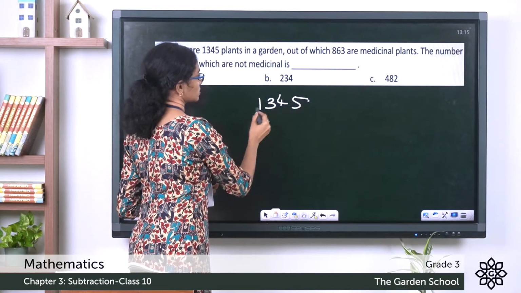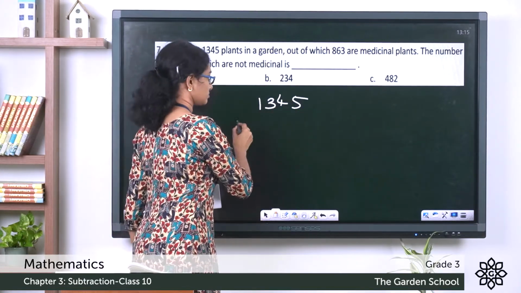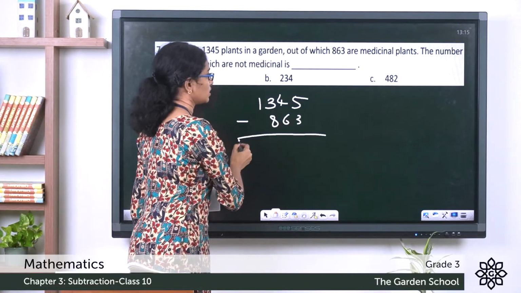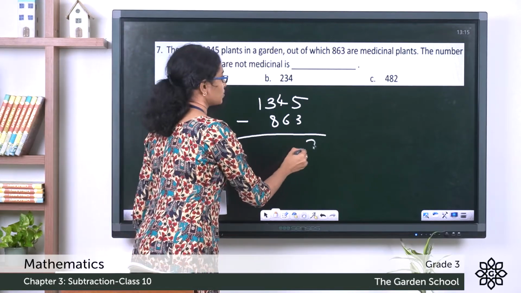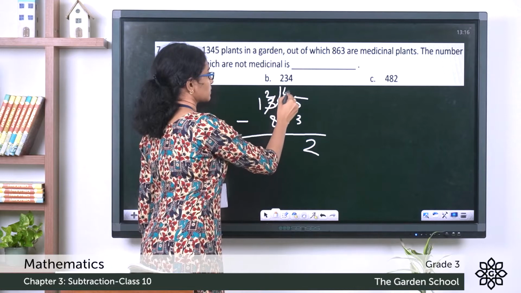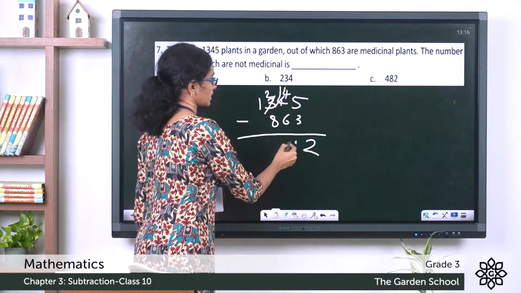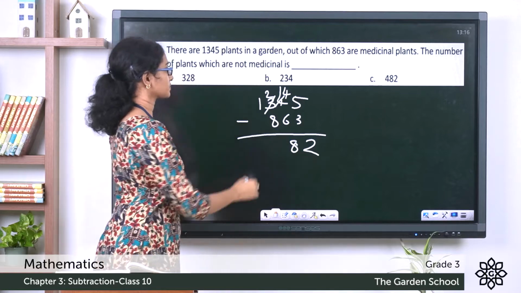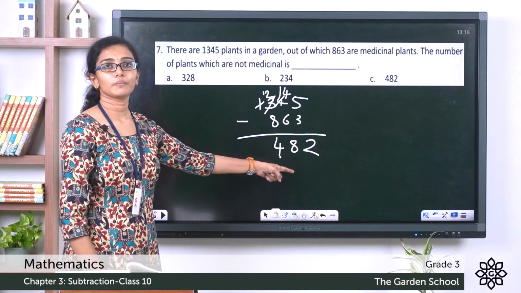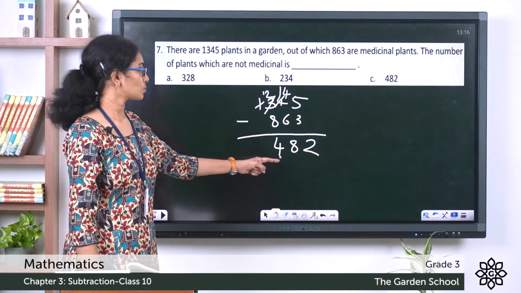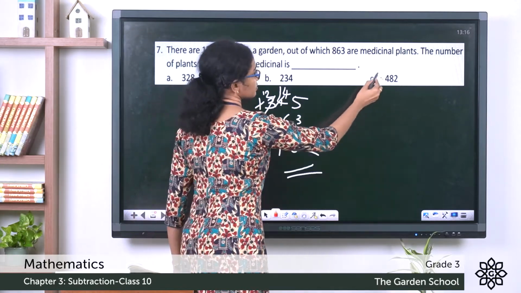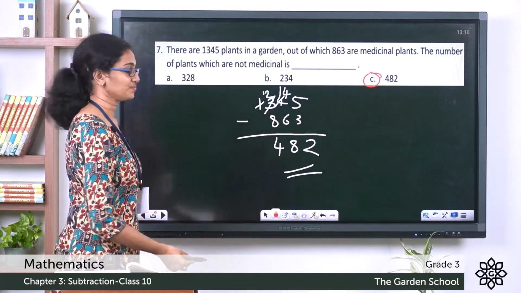1345, which is the total number of plants in the garden, minus 863, which is the number of medicinal plants. So 5 minus 3, that is 2. 4 minus 6 we cannot do, we borrow and regroup. So this becomes 14. 14 minus 6, it is 8. Now here it is 12 minus 8, which is equal to 4. So this will be the number of non-medicinal plants, right? So what is it? It is 482. So here the correct option is option C, 482.